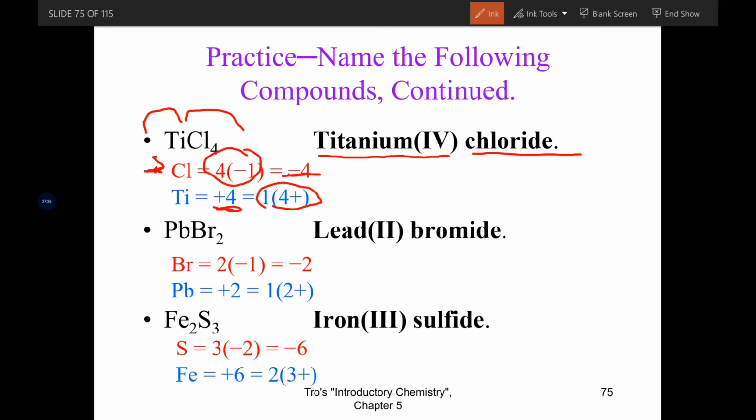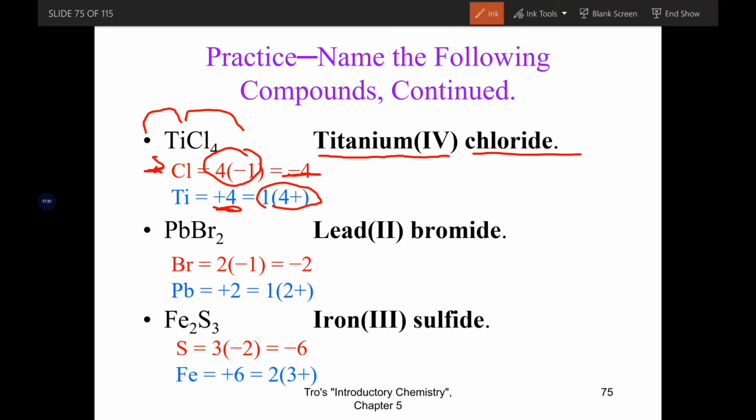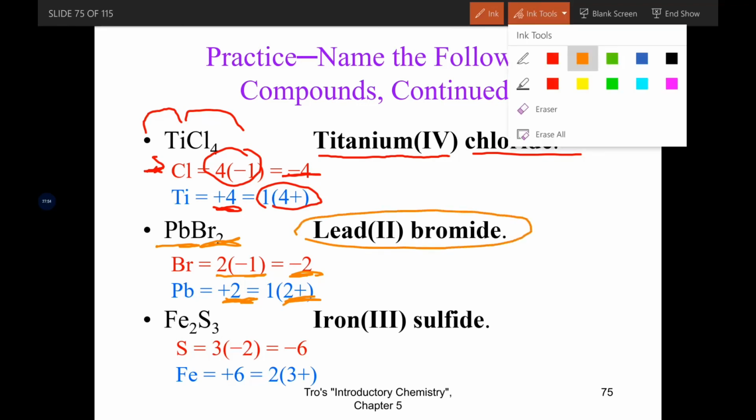Let's look at the next element. This is lead, and that's bromide right there. With lead, it's also type 2. Bromide has -1 charge. That means the total is -2. I only have 1 lead, then the charge must be +2 on the lead, so we're going to call it lead 2 bromide.